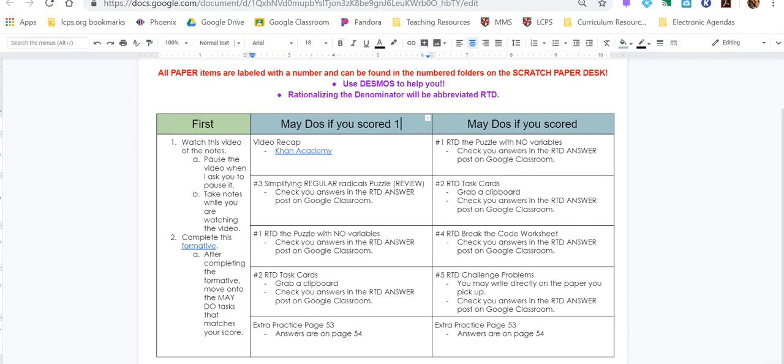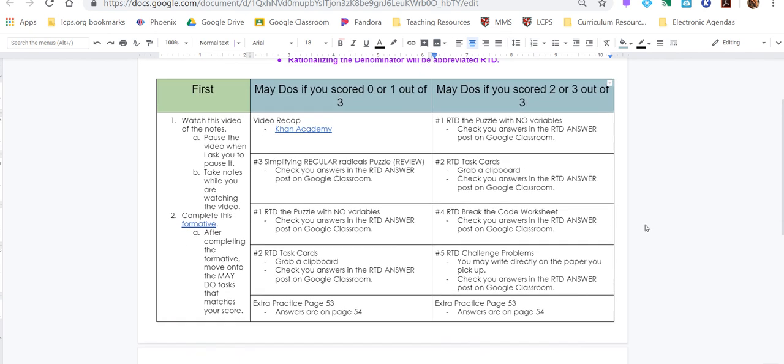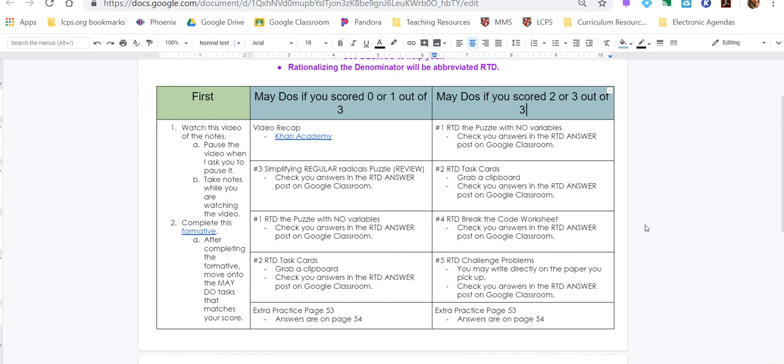If you scored a 0 or 1 out of 3, you are going to work on that first column, and if you scored 2 or 3 out of 3, then you will be in that second column. For the may-dos, remember, you are just moving through them in any order you would like. The answers have been posted on Google Classroom at this point for you as well in a separate post.